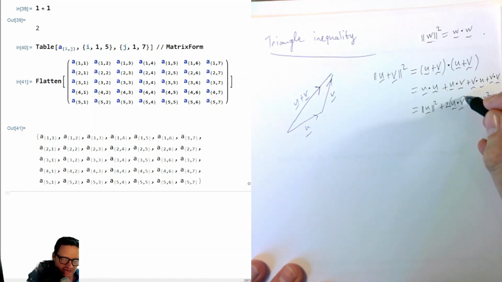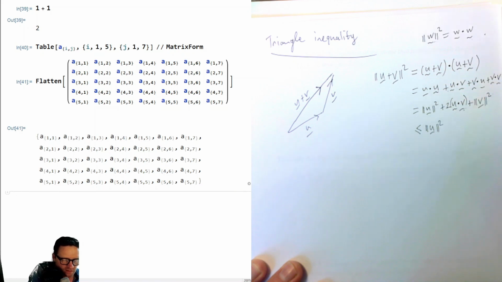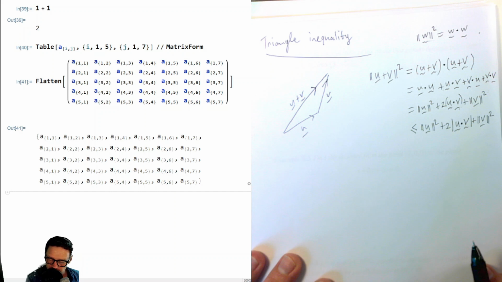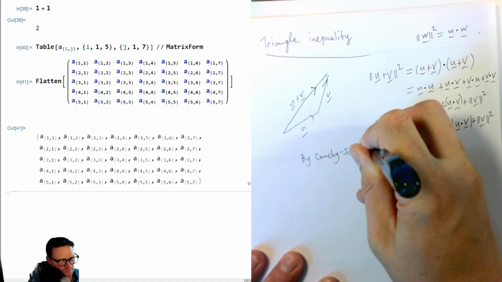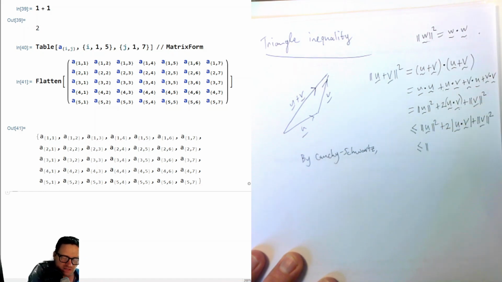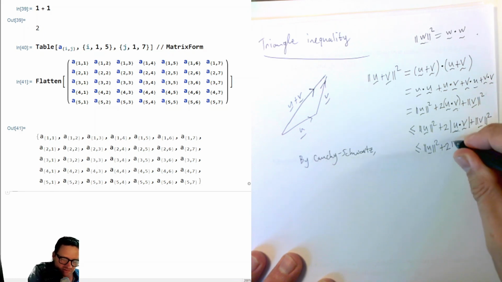Okay, so now remember u dot v, that's a scalar. All right, and so this could be plus or minus, right? The sign of u dot v. And so the greatest that this could be, so something even greater or equal to it, would be the norm of u squared plus twice the absolute value of u dot v plus the norm of v squared. Okay, and now by Cauchy-Schwartz, something even larger than this potentially is the norm of u squared plus 2 times the product of the norms of u and v plus the norm of v squared.